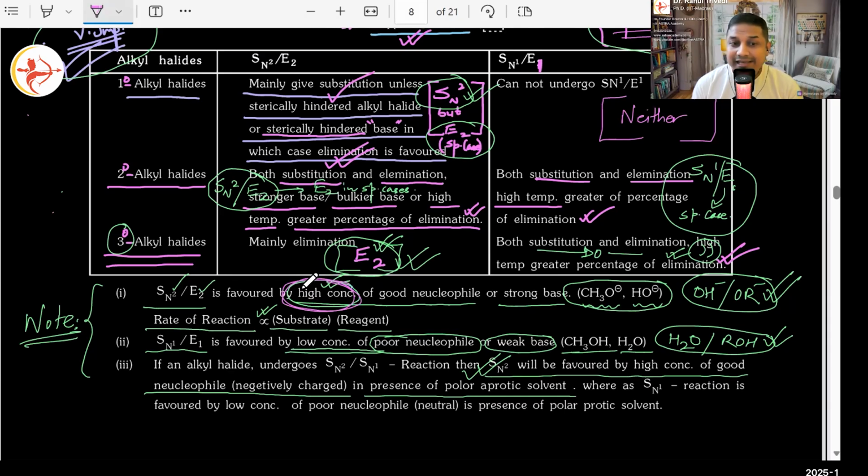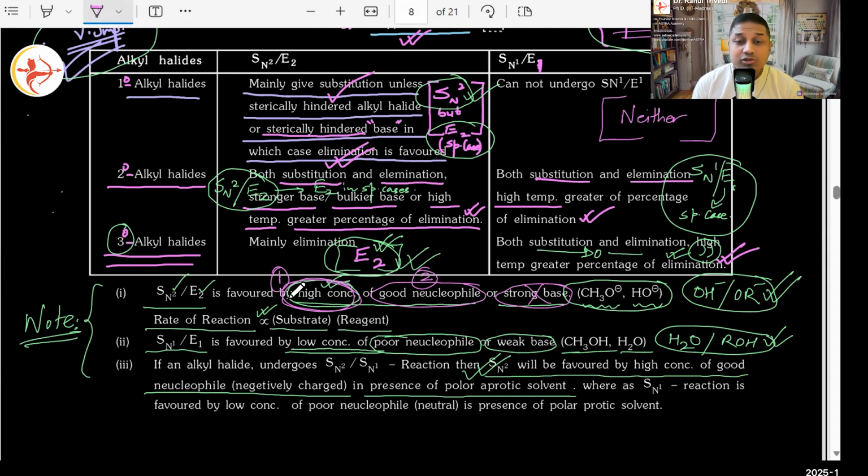Correct? Next, a good nucleophile. This was point number 1. Point number 2, good nucleophile. Point number 3, which type of solvent? Good nucleophile or strong base. Correct? Since we are comparing only SN2 and SN1, I'm not telling base in that case.